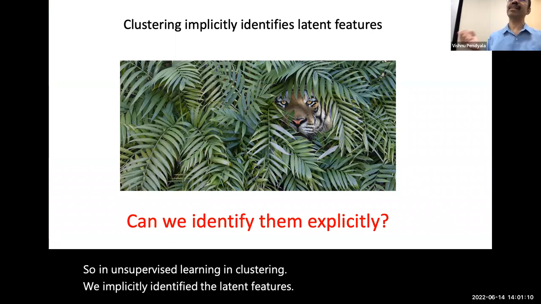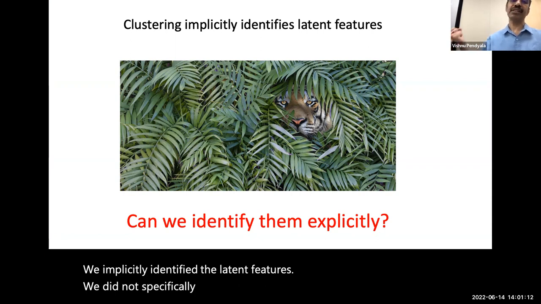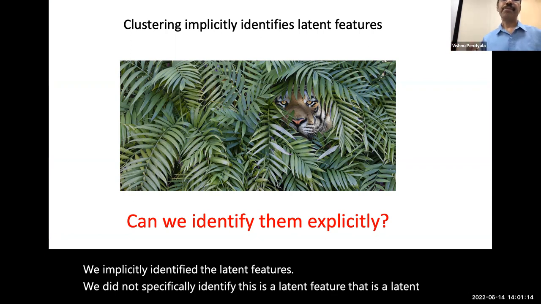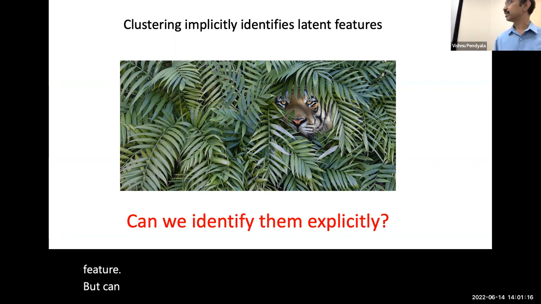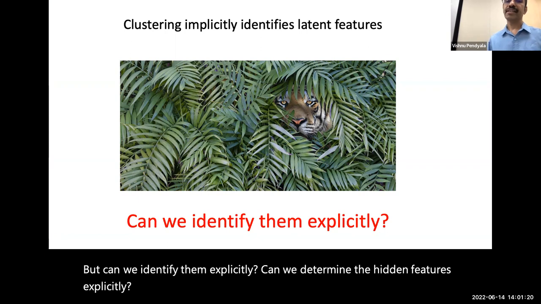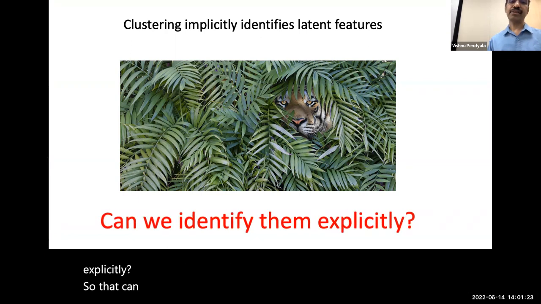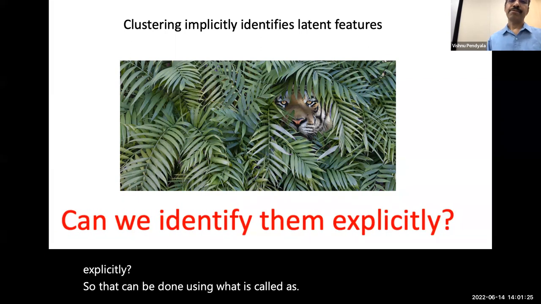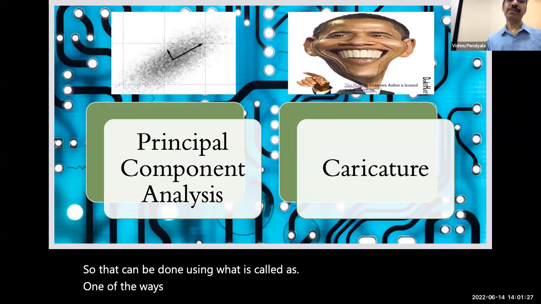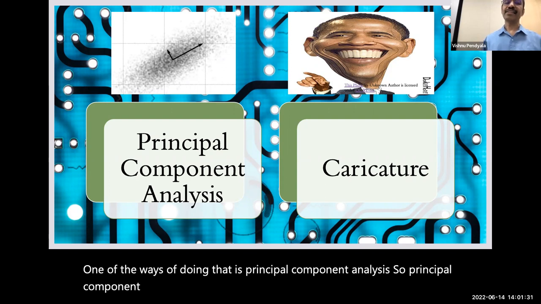We did not specifically identify, this is a latent feature, that is a latent feature. But can we identify them explicitly? Can we determine the hidden features explicitly? So that can be done using, one of the ways of doing that is principal component analysis. So principal component analysis is like coming up with a caricature of a person.